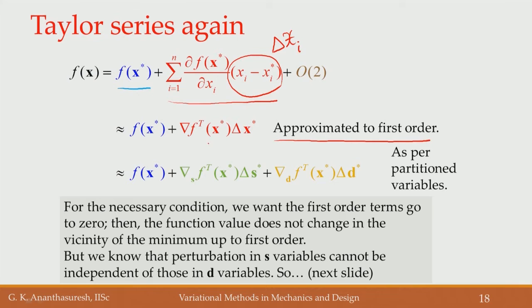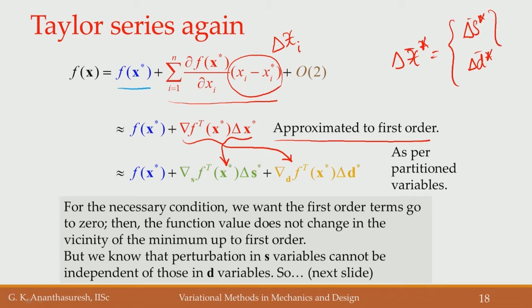Now this one thing is being split into two terms. How do we split? Because this delta x star that we had, we are partitioning into delta s star and then delta d star. All these are vectors, so I should put a bar there really. So this is the gradient with respect to s, and this is with respect to d. This is how we are doing the first order term. Now we say this first order term should be equal to 0 for f of x star to be a local minimum.